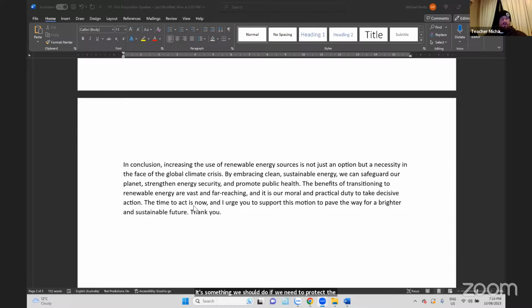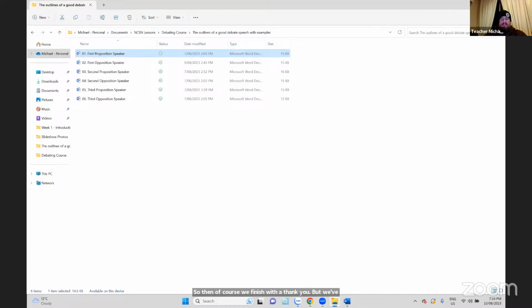And then we finish with a call to action and asking everybody to support our point of view. So the time to act is now, and I urge you to support this motion to pave the way for a brighter and sustainable future. So then, of course, we finish with a thank you, but we've summed our arguments up very nicely there.